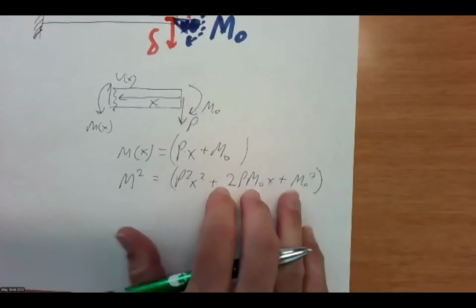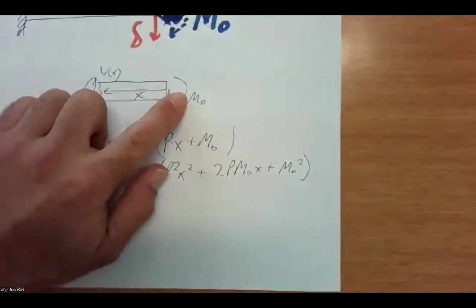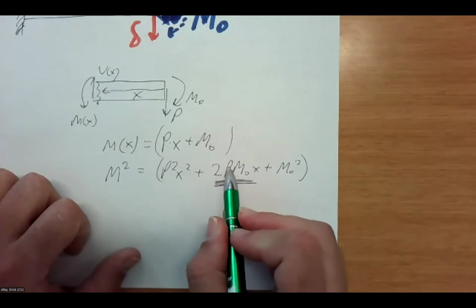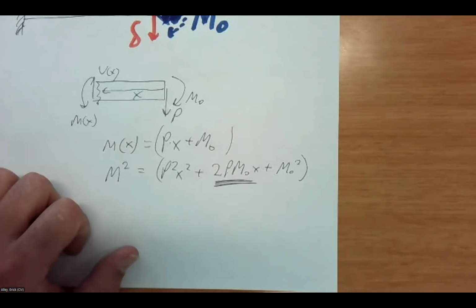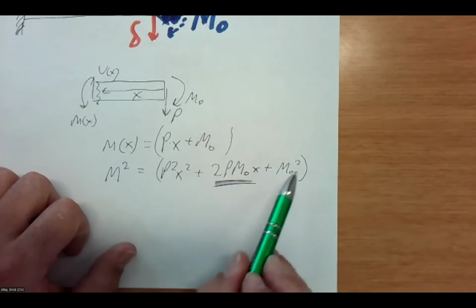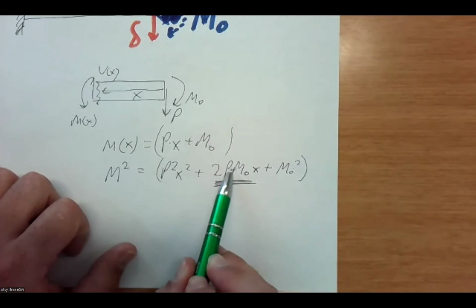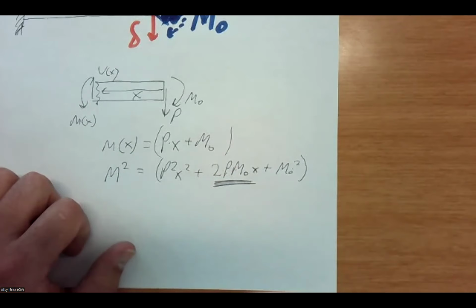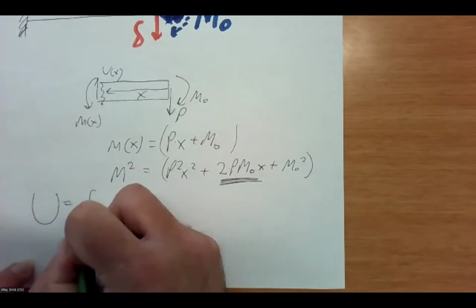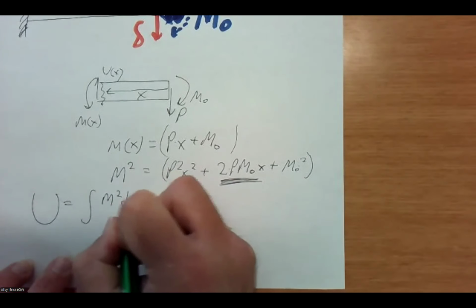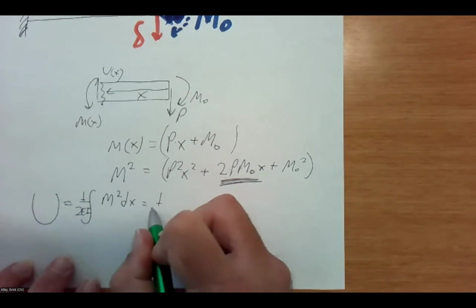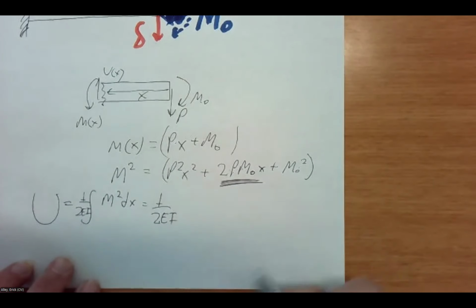Now, the magic of this foiling and putting that dummy load on is I've now got a term that ties together the real load, P, with the dummy load, M naught. All right. So if I take a derivative with M naught, the real load is going to end up in there in this middle term. All right. So let's see what happens with U. Again, integral M squared dx, and we got a 1 over 2 EI out front. So let's see how these come out.